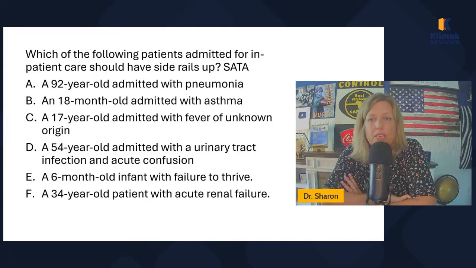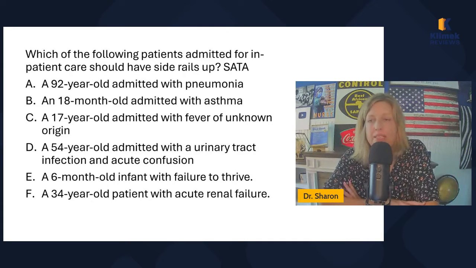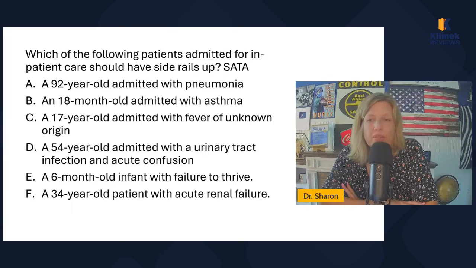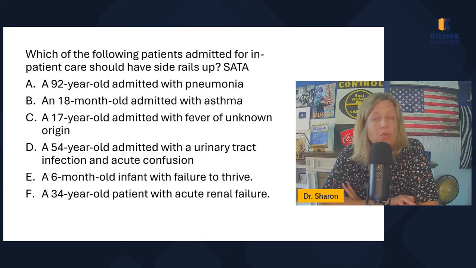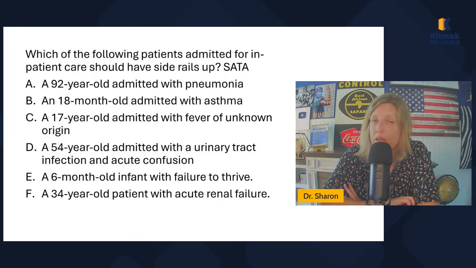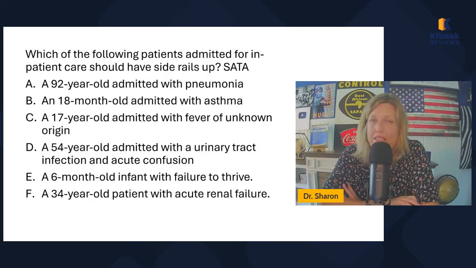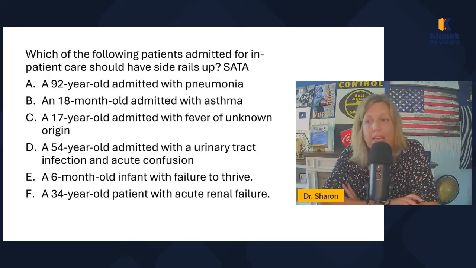A 92-year-old admitted with pneumonia. All right, is pneumonia the reason I'd put the side rails up? No. What would be the reason I would put the side rails up? Her age, y'all. So elderly people should have side rails up. It helps them move around in bed. It helps prevent them from falling out of bed and so forth. So her age puts her at risk for falls. So I'm not talking about all 4 side rails, y'all. I'm just talking about 2 or 3 side rails, but I would want to put 2 or 3. I wouldn't want to put them down for a 92-year-old.